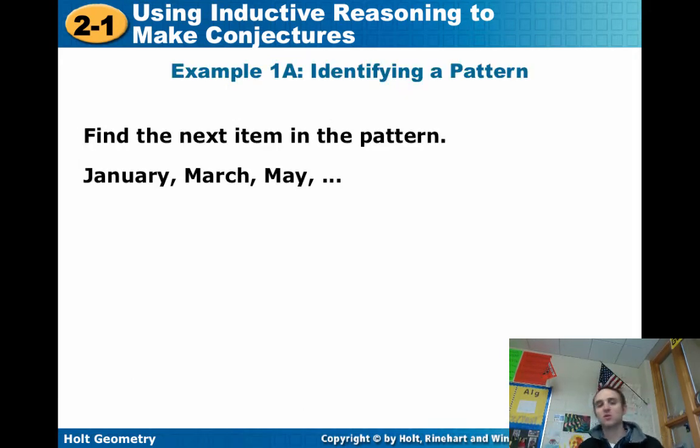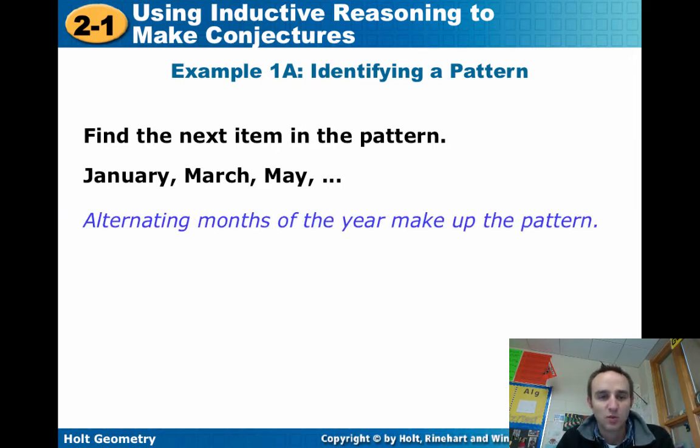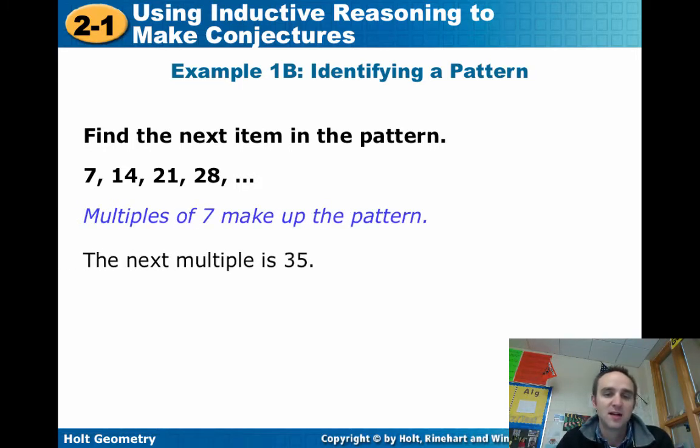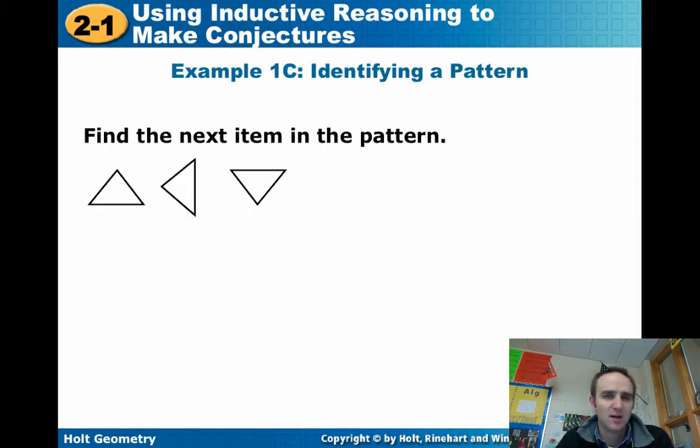So first thing we're going to do is look at some patterns. January, March, May. You probably know just from looking at this we're skipping 1 month every time. So we're alternating months to make up the pattern, which means our next month is July. Here, of course, we're adding 7 every time. That's pretty easy to see, which means our next multiple is 35. You're going to see a couple of things like this.